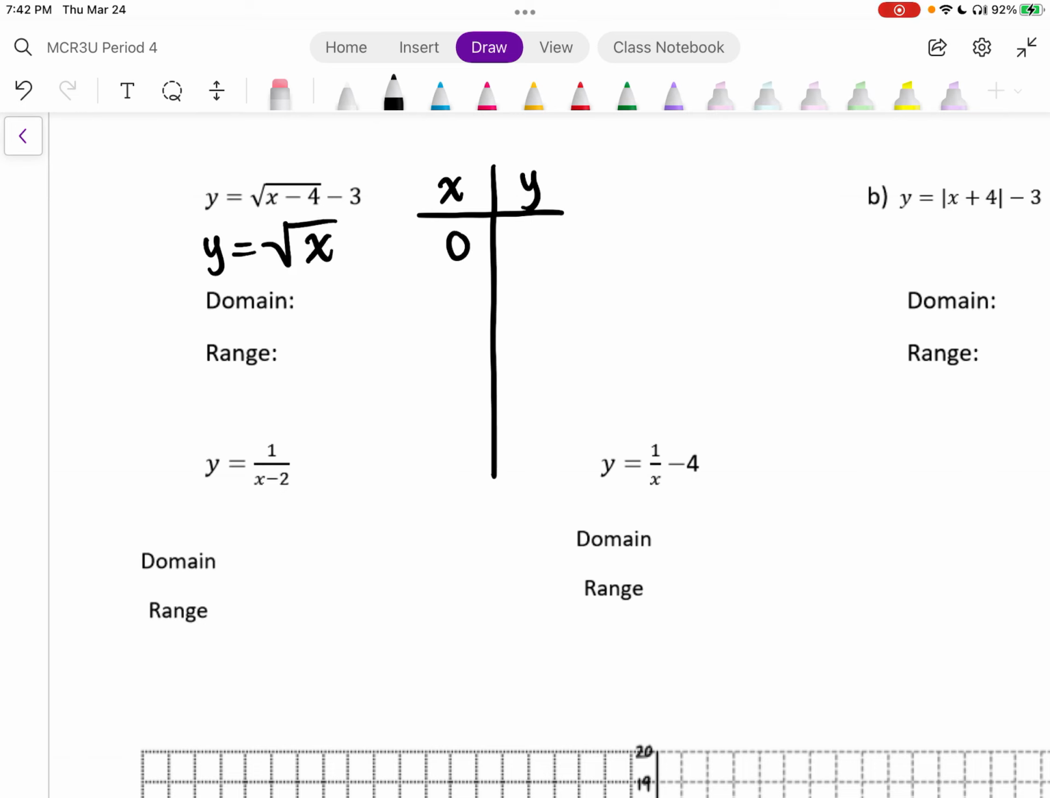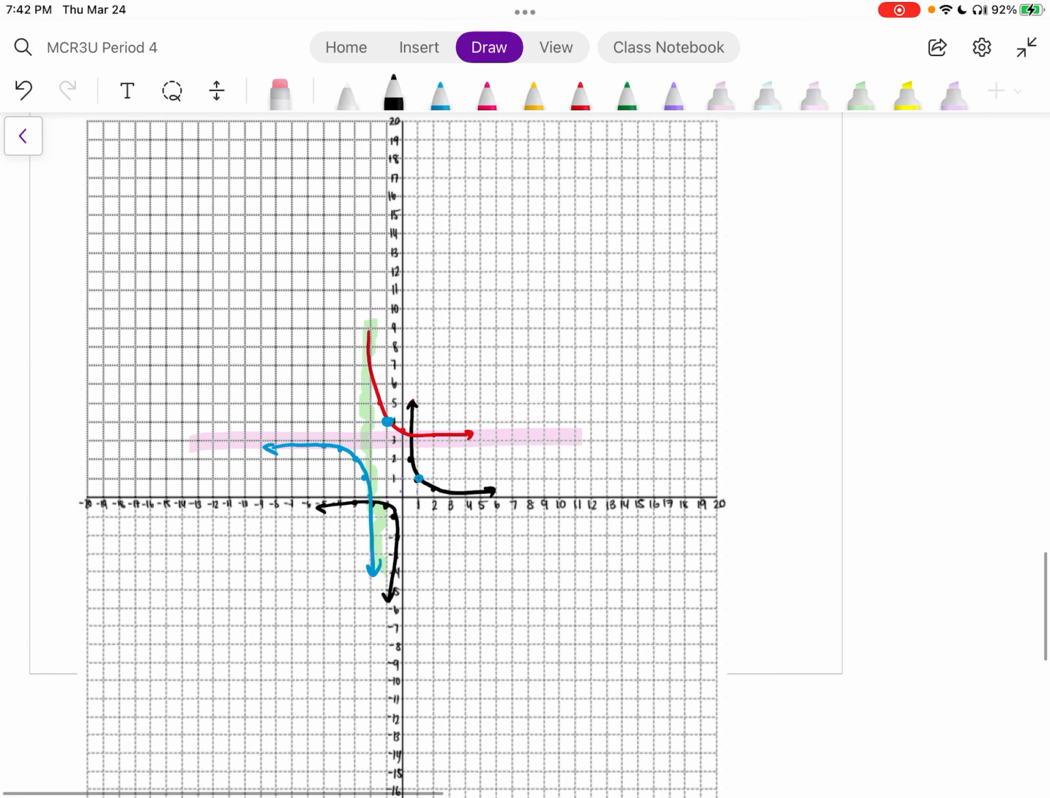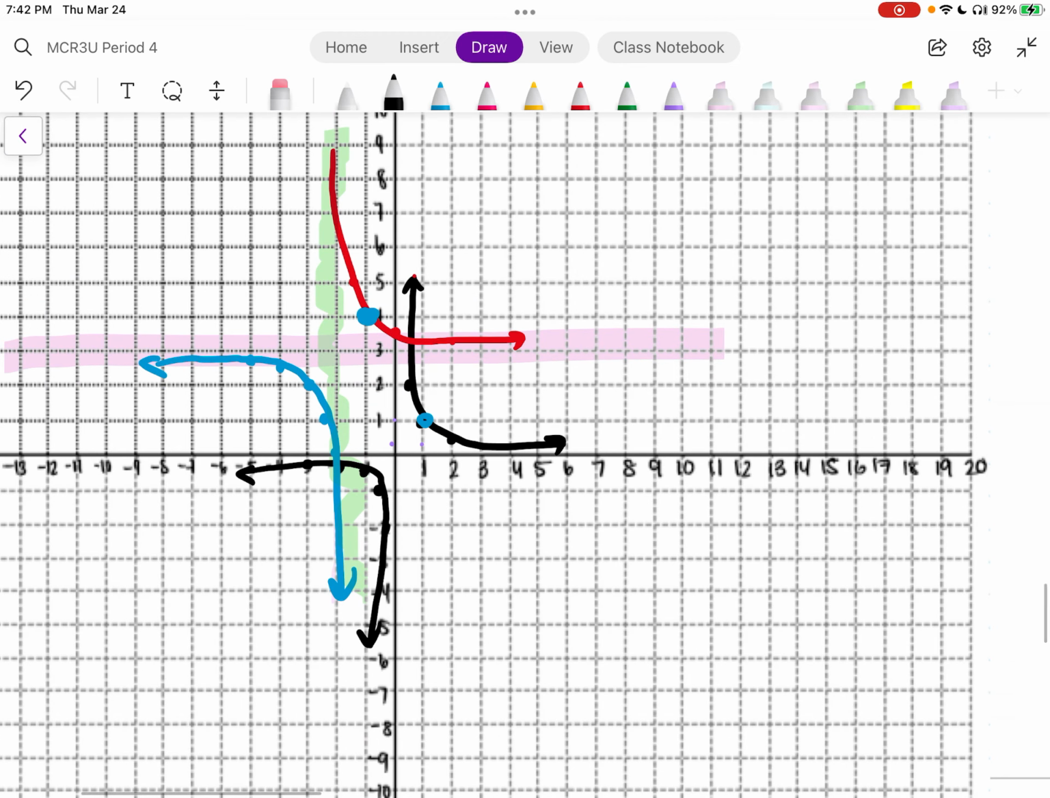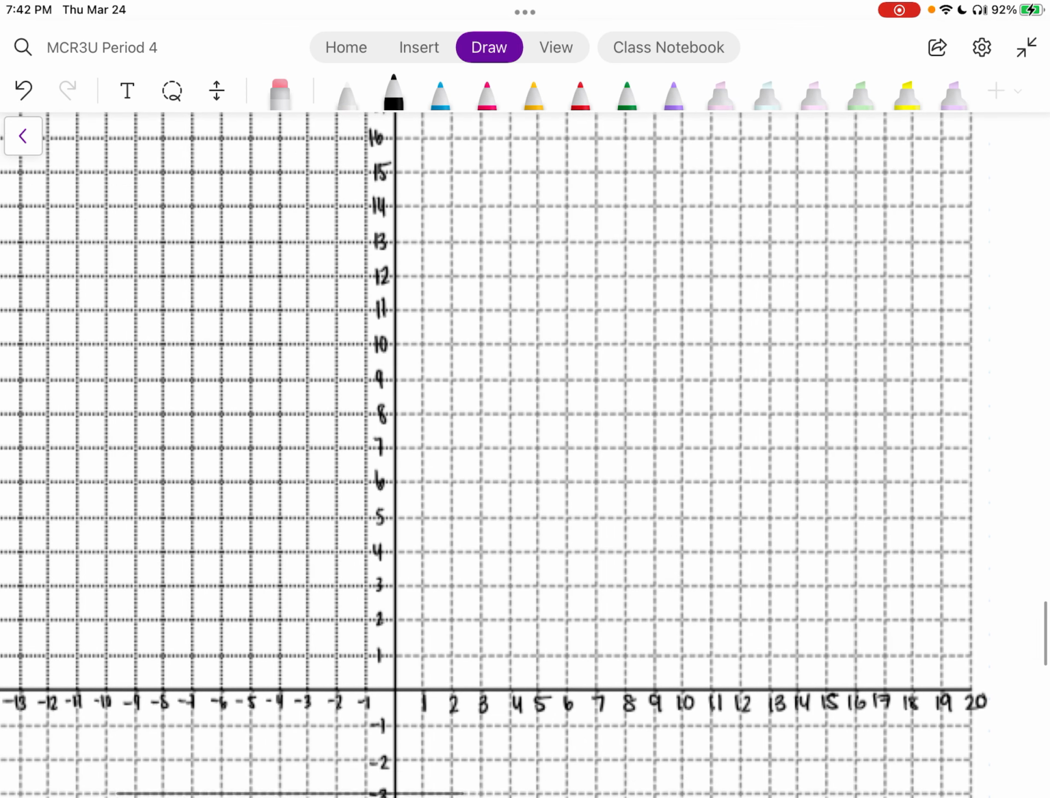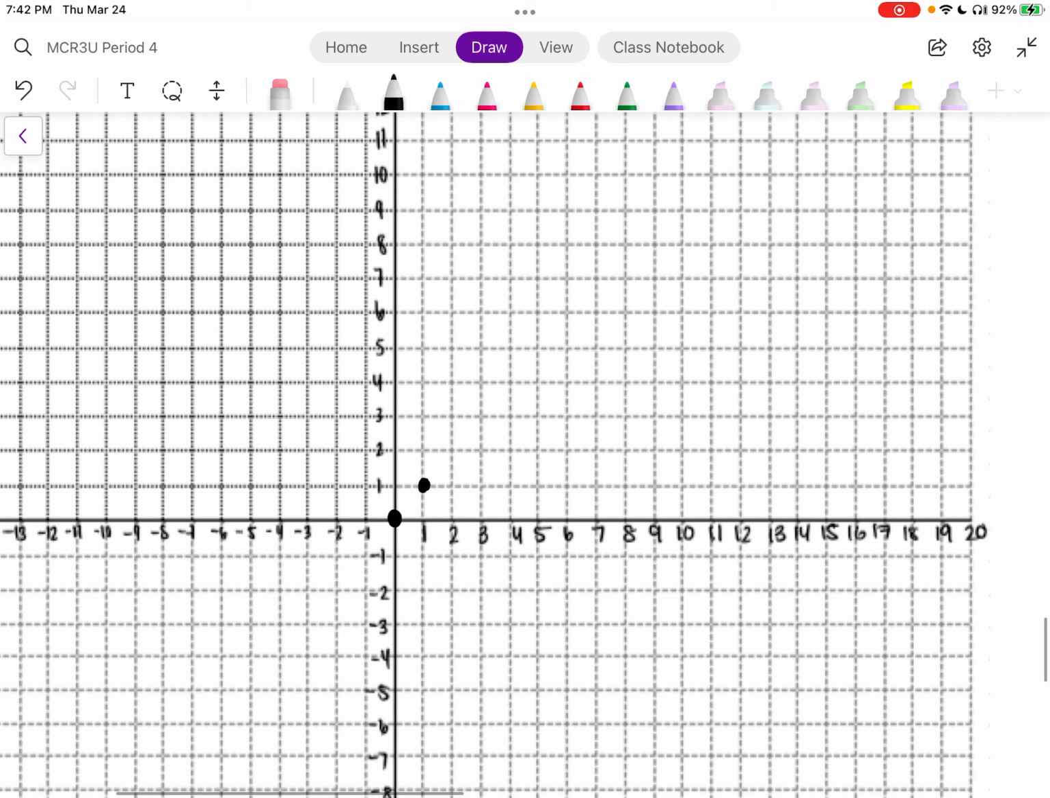So then I'm going to say, okay, the points that I have from my previous lesson are 0, 1, 4, and 9, right? And then 0, 1, 2, and 3. So I'm just going to plot that in. I'll do it in a different color. Actually, I'll get rid of this for now. This is just the other graph. Let's do it in the black. So we have 0, 0, 1, 1, 4, 2, 9, 3. So this is my parent function, y equals root x.